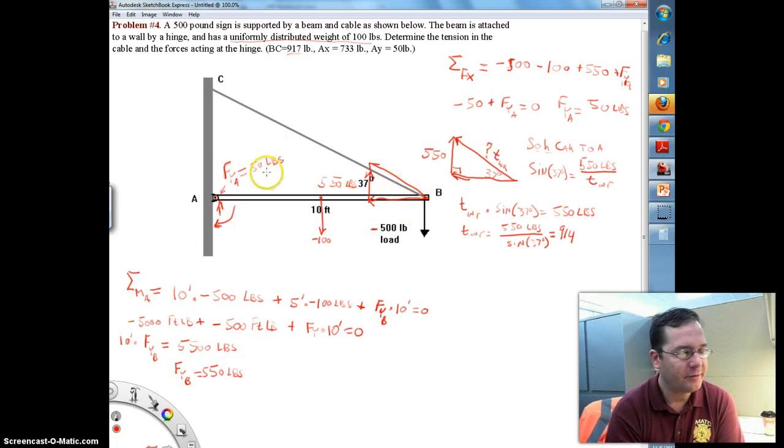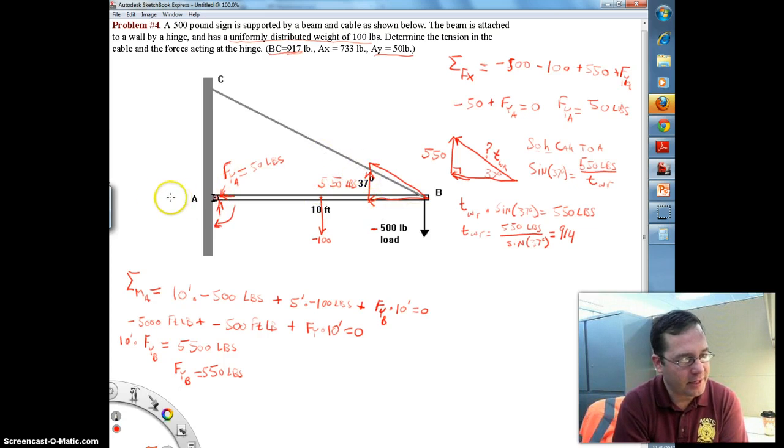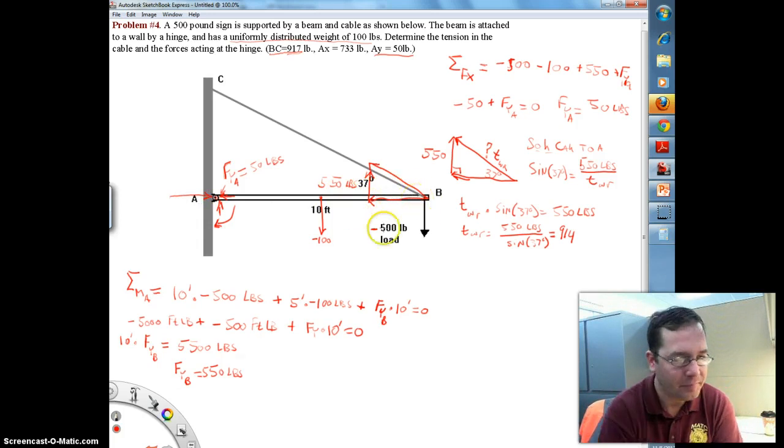So we've figured out the force at AY, 50 pounds. We figured out the tension in the wire rope, 917 pounds. The last thing to think about is the X force at point A. Well, this wire rope is pulling up and to the left, which means that point A has got to be pushing to the right with exactly the same amount of force as this wire rope is pulling to the left.